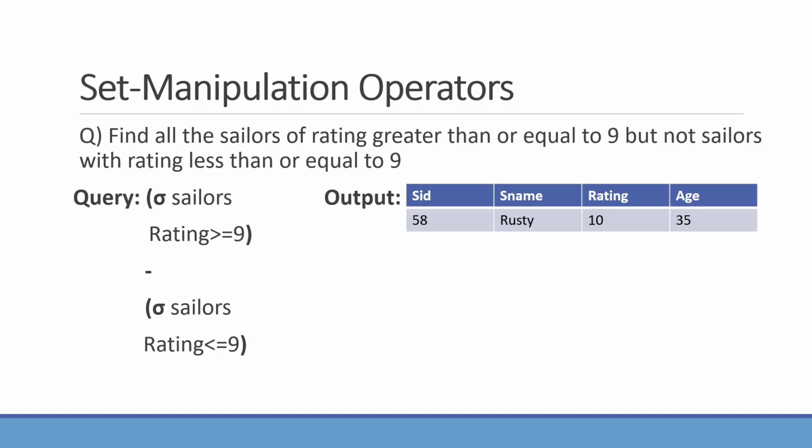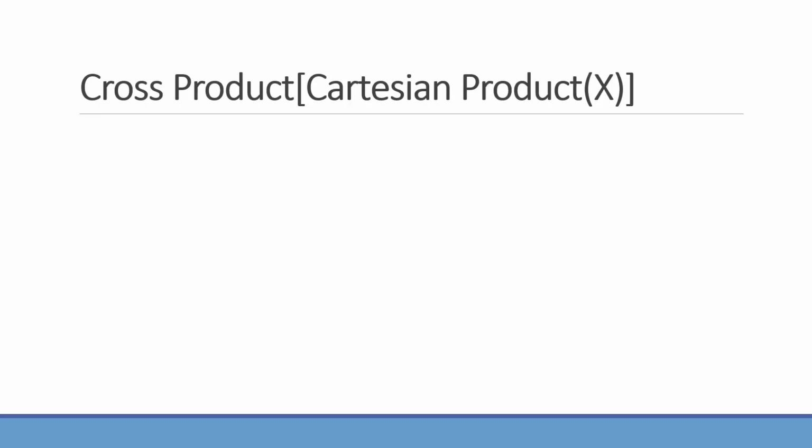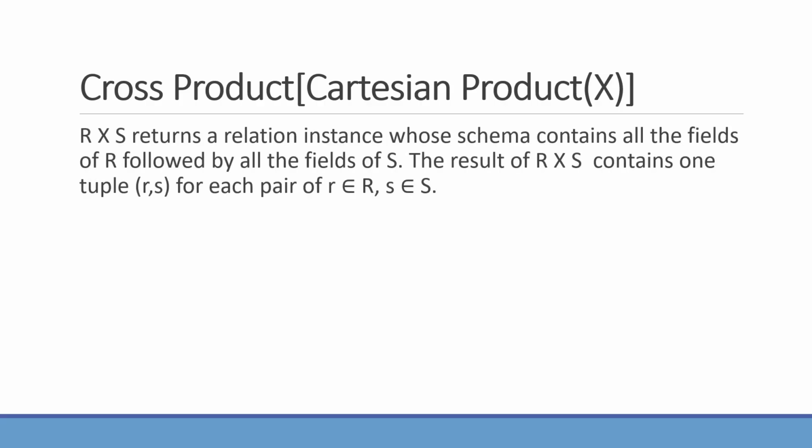Next, cross product, which is also known as Cartesian product, denoted with the cross symbol. R cross S returns a relation instance whose schema contains all the fields of R followed by all the fields of S. The result of R cross S contains one tuple r comma s for each pair where small r belongs to capital R and small s belongs to capital S.